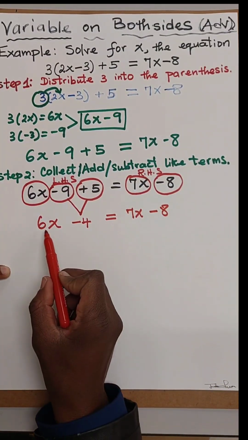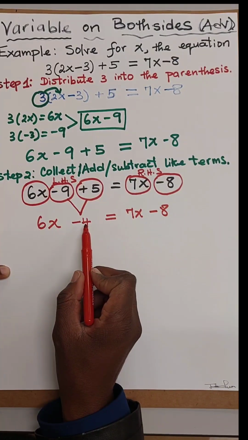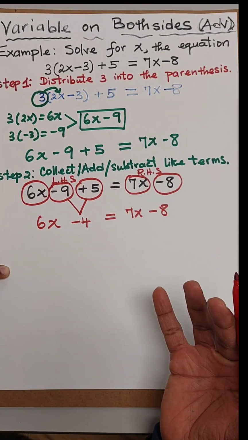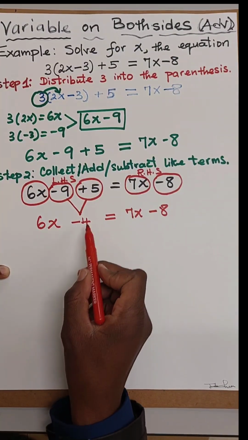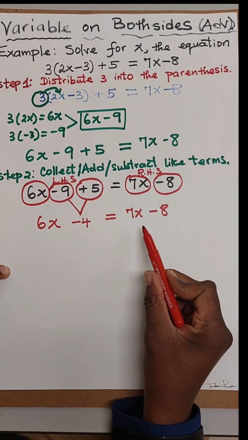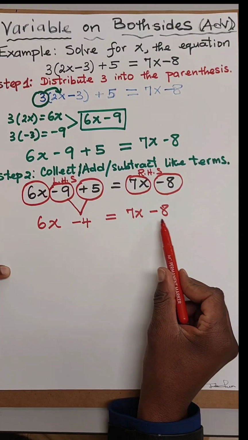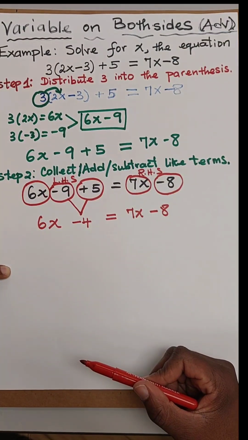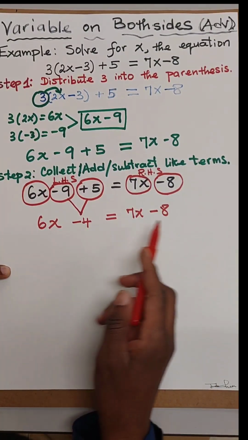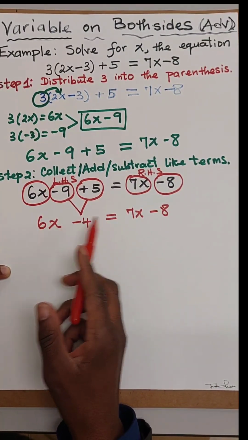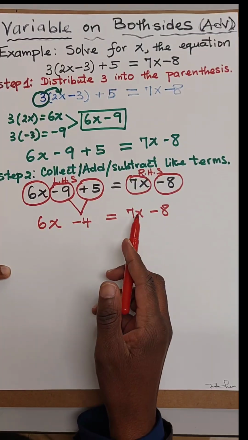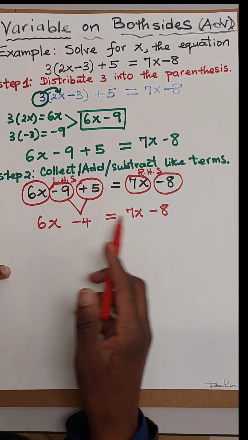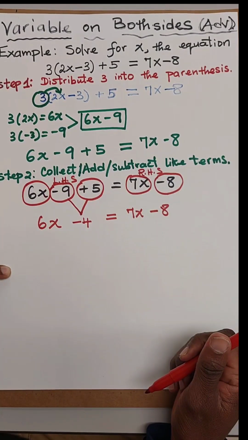Okay, notice that 6x minus 4 just stay the way it is supposed to be because they are not like terms. This 4 does not have an x. On the right-hand side, 7x minus 8 is staying the same because this 8 does not have an x. They are not like terms. But we do have like terms occurring on opposite sides of the equal sign. For example, this 7x here is a like term to this 6x, but they are on the opposite sides of the equality sign.